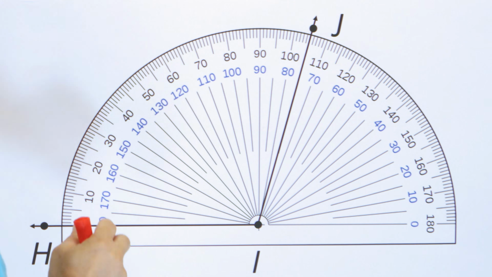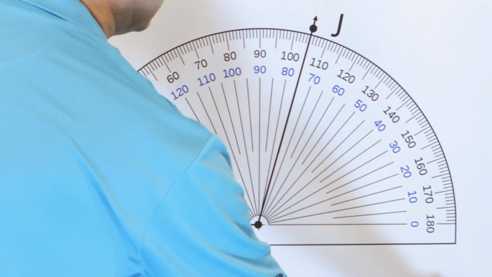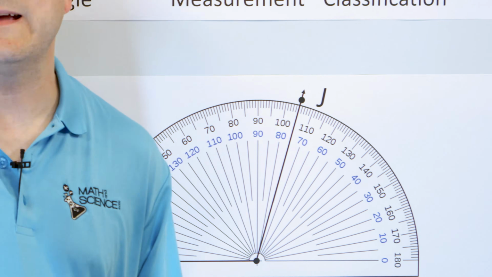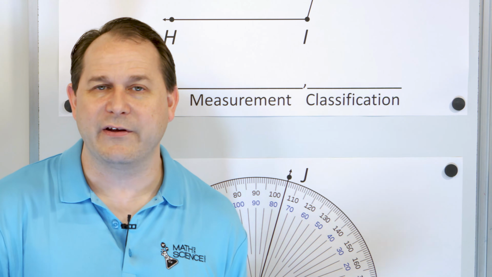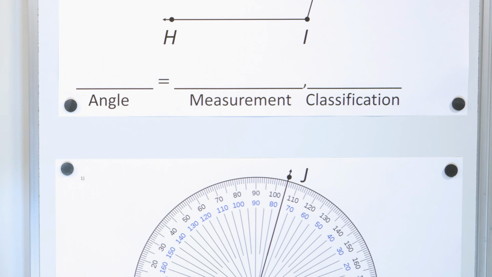Now, in order to solve the problem, we want to give three things. I want to give the name of the angle, the measurement of the angle in degrees, and also the classification. In other words, we want to write down if it's an acute angle, an obtuse angle, or a 90-degree right angle.